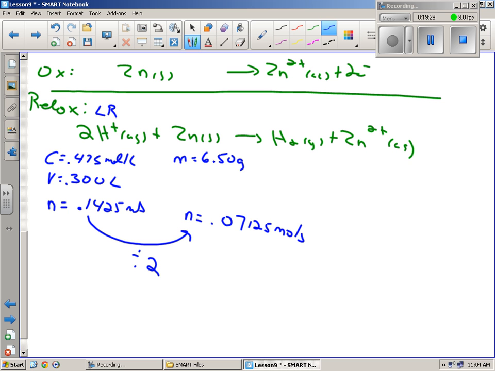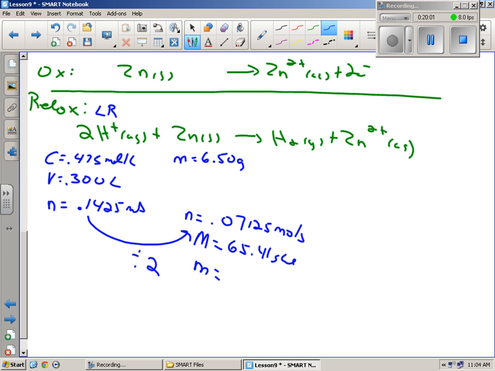Yes? 2-to-1 ratio. Well, look, n, I can find big M, which is 65.41 grams per mole, and I can find little m in this case. So by knowing that I actually use 0.07125 moles of zinc with the molar mass, 65.41, I'll tell you it works out to be, what is that? Do I have to do that? Probably.